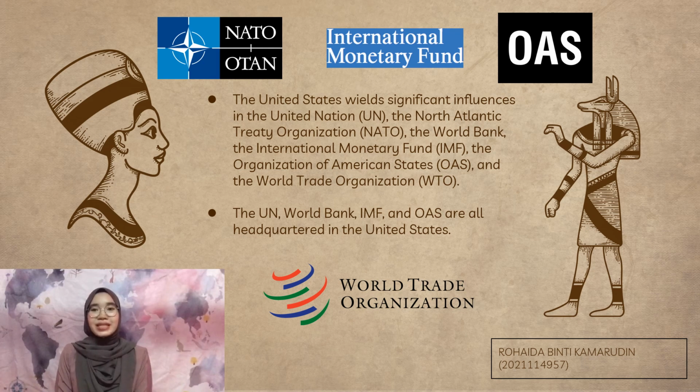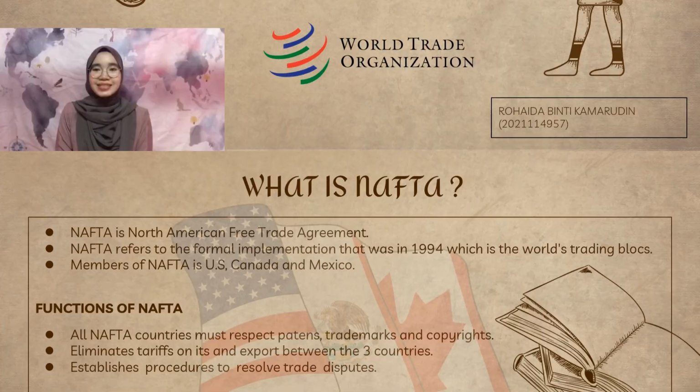Meanwhile, the United States has a huge influence on the United Nations, the North Atlantic Treaty Organization, the World Bank, the International Monetary Fund, the Organization of American States, and the World Trade Organization. Furthermore, the headquarters of the UN, World Bank, IMF, and OAS are in the United States.